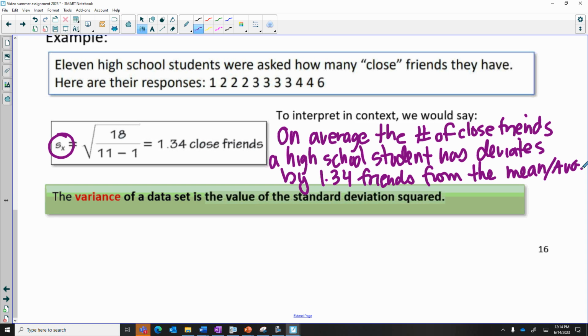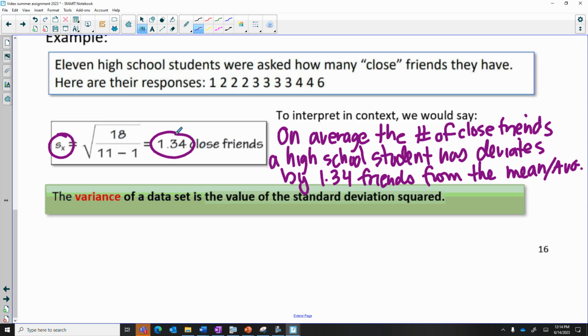So whatever the mean was, let's say the mean was 3, then maybe it's plus or minus 1.34. So on average, people are around 3, but maybe they're around 4 or 2. But the average deviation from the mean is about 1.34, which I know is not a whole number, and that's okay.